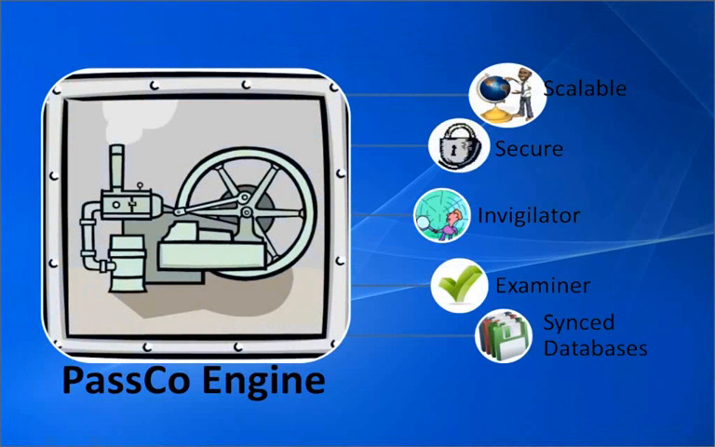The underlying magic that makes PassCo work well is in the PassCo engine. It makes PassCo scalable and easy to build from examination to examination, country to country. Access to PassCo software is secure. There is a built-in invigilator that ensures a strict time regimen and an examiner that grades and analyzes students' work. Best of all, PassCo is run on synced databases, making updates and upgrades efficient and seamless.